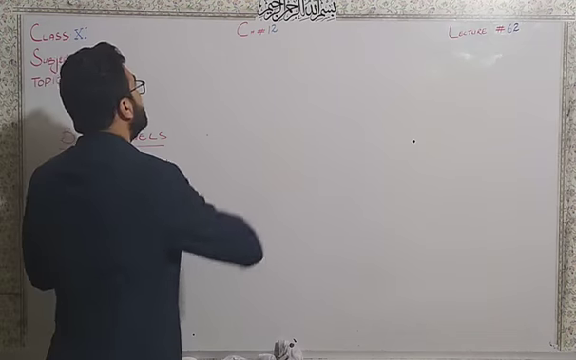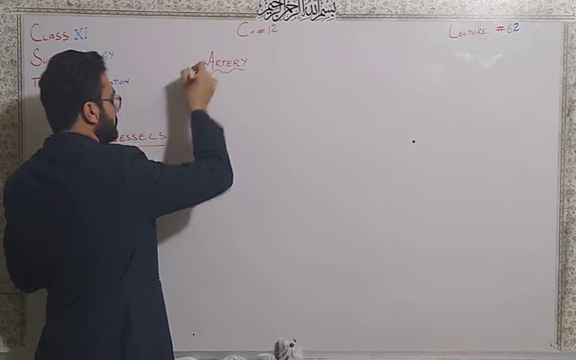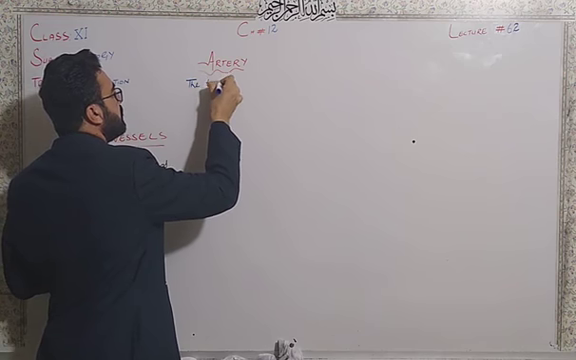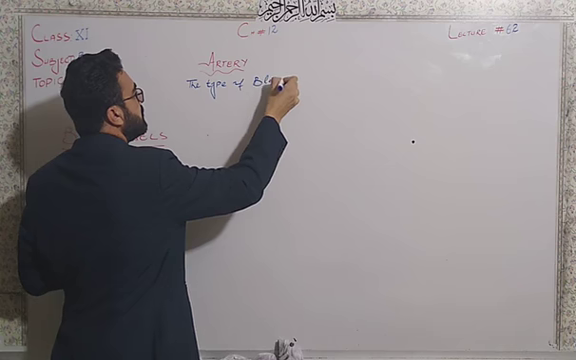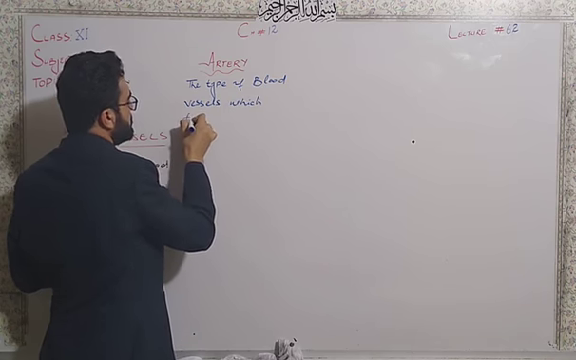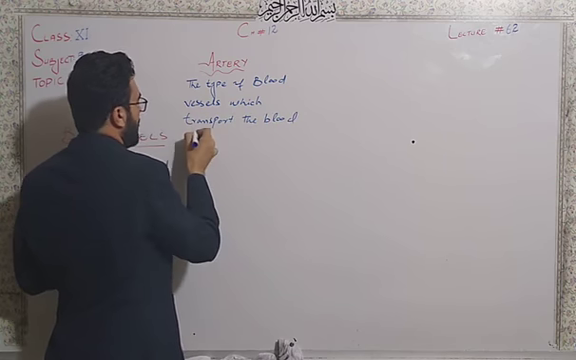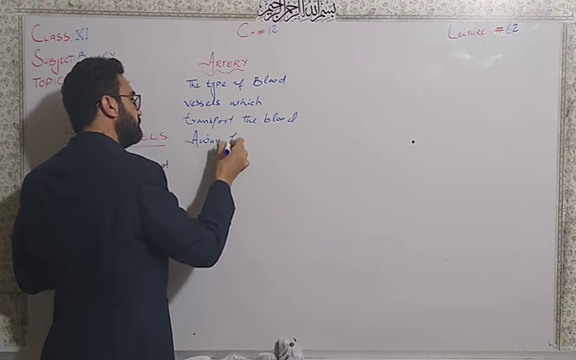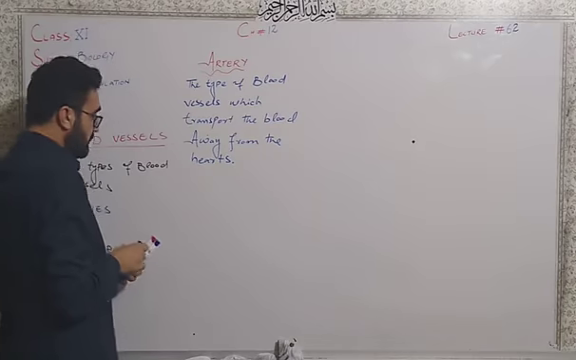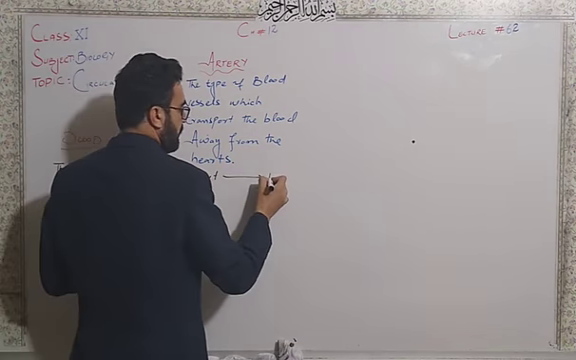The first one is the artery. It is the type of blood vessel which transports the blood away from the heart, meaning it will take the blood from the heart to the body.